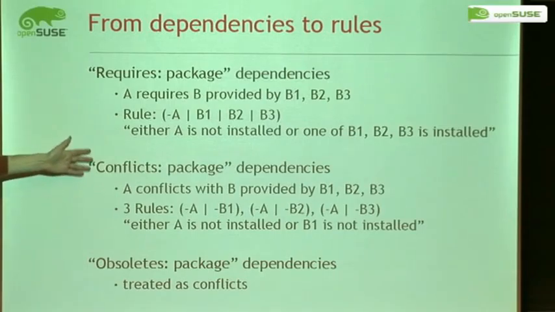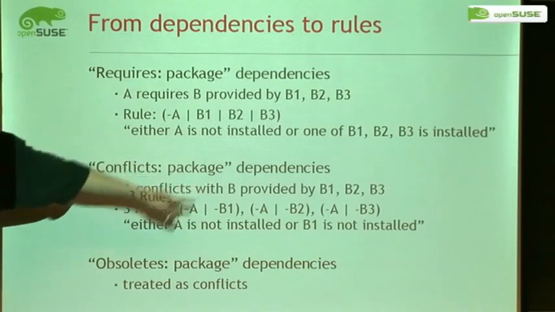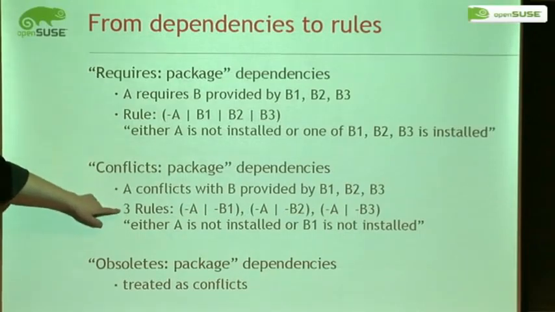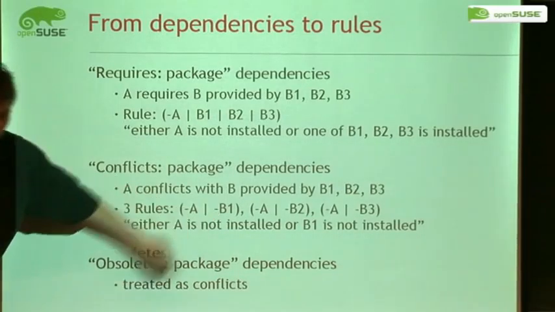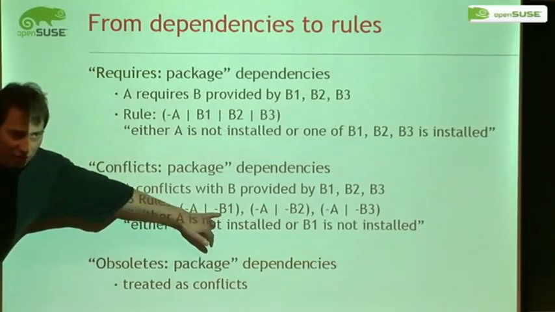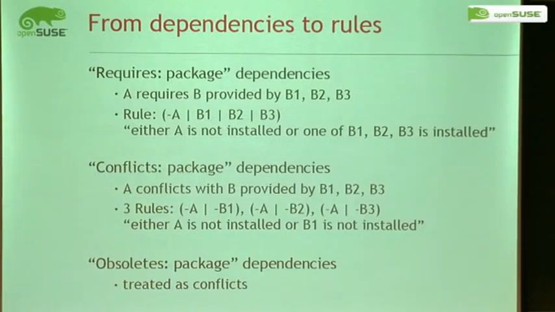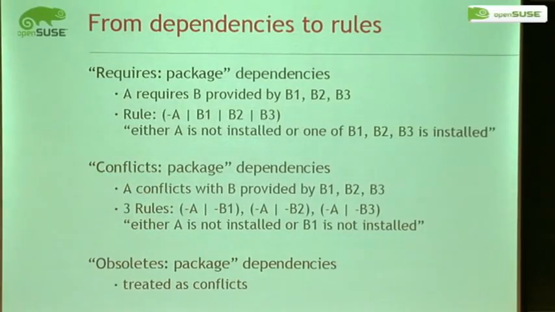Same with conflicts. If I have a conflict dependency, A conflicts with B, and B again is provided by B1, B2, and B3, then I get three rules from that, namely not A or not B1. This is true if either A is not installed or B1 is not installed, and only false if both are installed, and that's exactly what the conflict says. You must not install A and B1 together. And the second one is the same: you must not install A and B2, and you must not install A and B3.